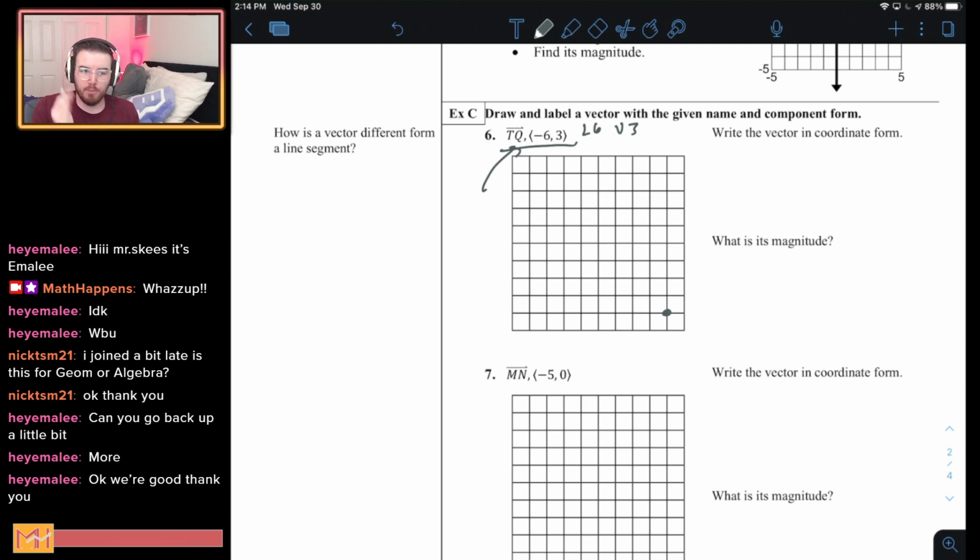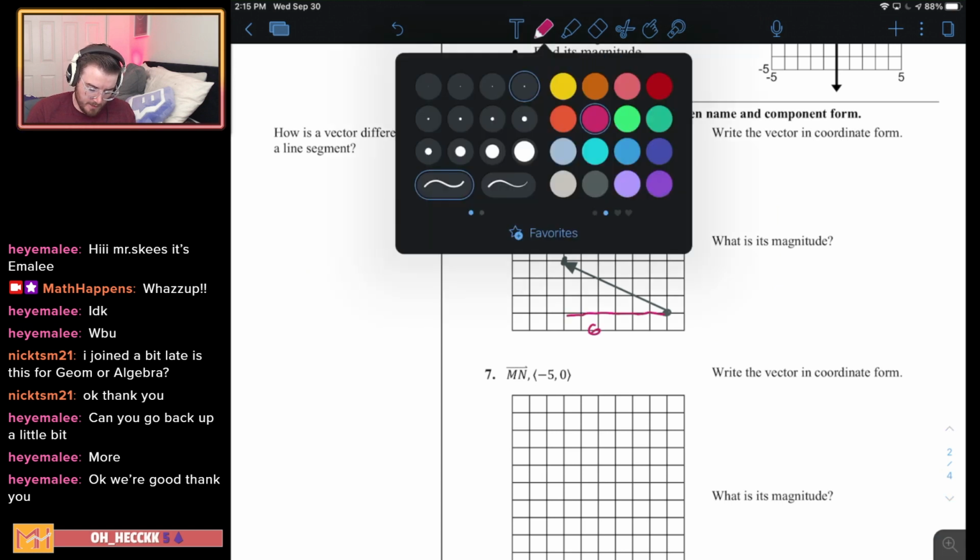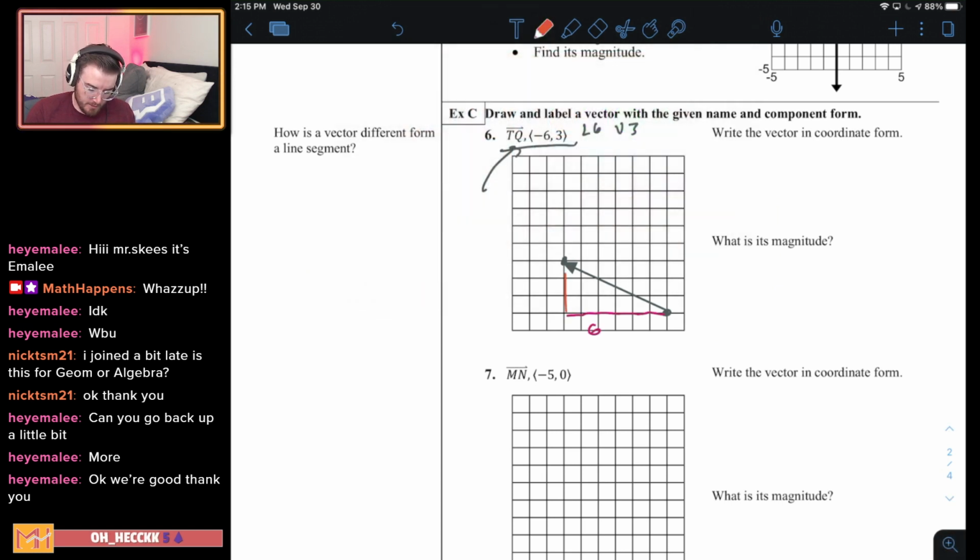And that is the important part, because a vector is more like directions. A vector isn't just an object that you set on the table. A vector is directions. It's a movement. I know that's kind of a weird thought, but don't think of a vector as a thing. Think of a vector as directions. So left 6, 1, 2, 3, 4, 5, 6, and up 1, 2, 3. So I'd land right there. Left 6, up 3.